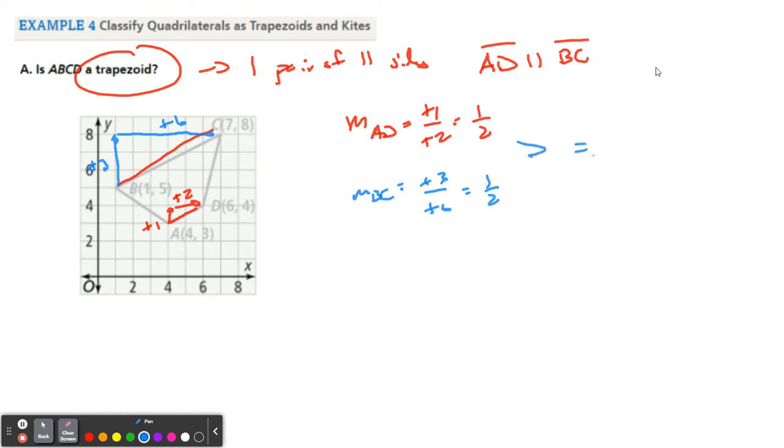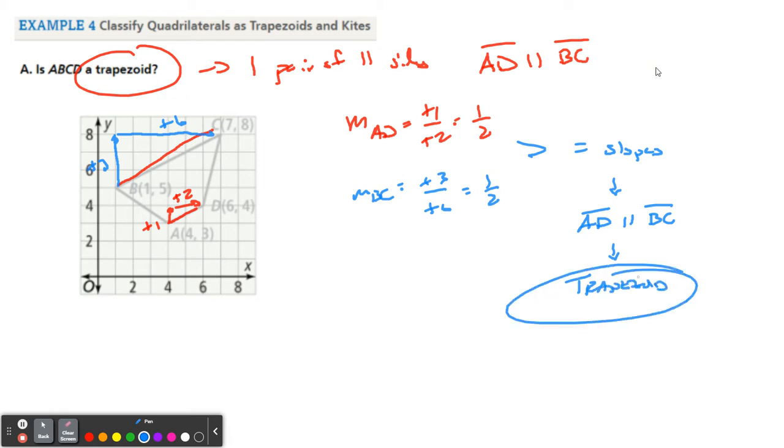These two segments have equal slopes. And if they have equal slopes, that means they are parallel. That means that segment AD is parallel to segment BC. And if segment AD is parallel to segment BC, then this guy is a trapezoid for sure.